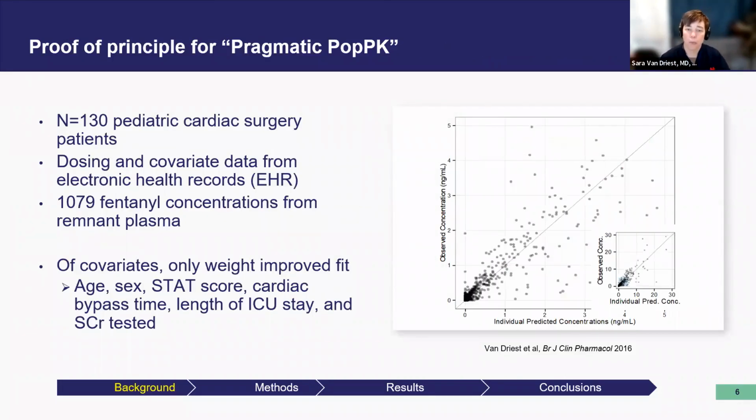An example of one of these prior studies where the sample size was limited is work that I previously did that used a pragmatic approach to look at fentanyl pharmacokinetics in children. So we did a study of 130 pediatric cardiac surgery patients. We extracted data, including dosing and covariate data from electronic health records, and we coupled those data with just over 1,000 fentanyl concentrations that were measured from remnant plasma from these individuals as they proceeded through their clinical postoperative course.